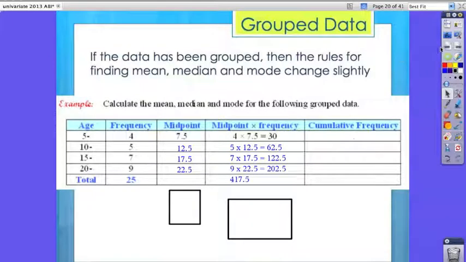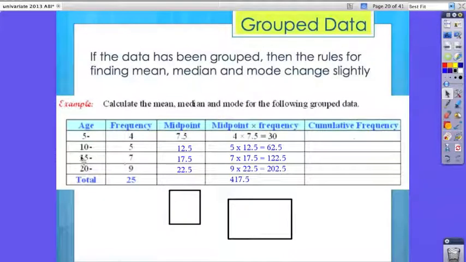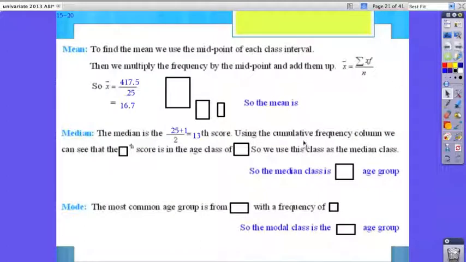So if I'm after the 13th result, which is what we're looking at here, can you see that it's going to sit inside here? Because I know that here is 9 and less than 20 is 16. So that 13th result is going to sit in that group from 15 to 20. Okay, so I'm just going to move that so you can see. So we're looking at the group between 15 and 20. So the median class is 15 to 20.